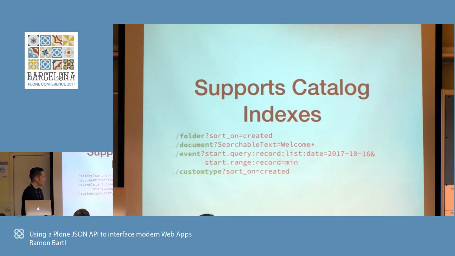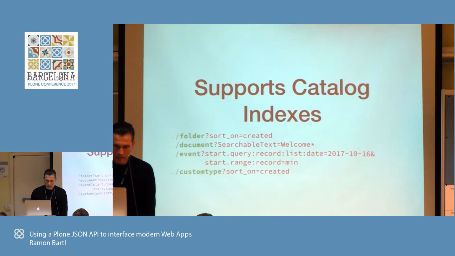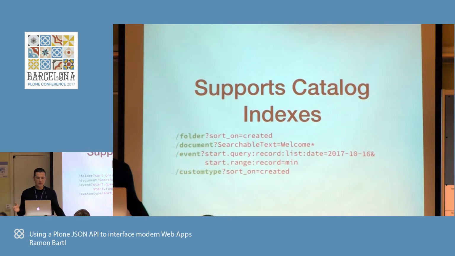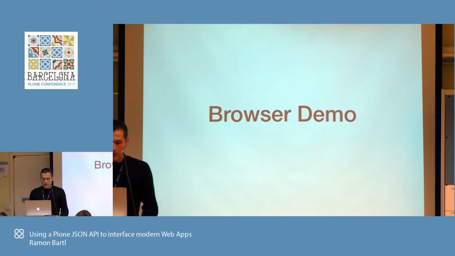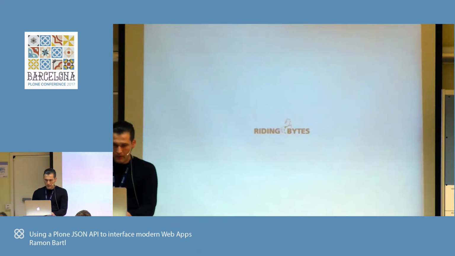These are the Zope publisher request constructs where I can pass in the start date of an event, say, okay, starting from there. Or even if I have a custom content type, it is supported out of the box. This just works as a generic API. So I want to show how this looks like in the browser.